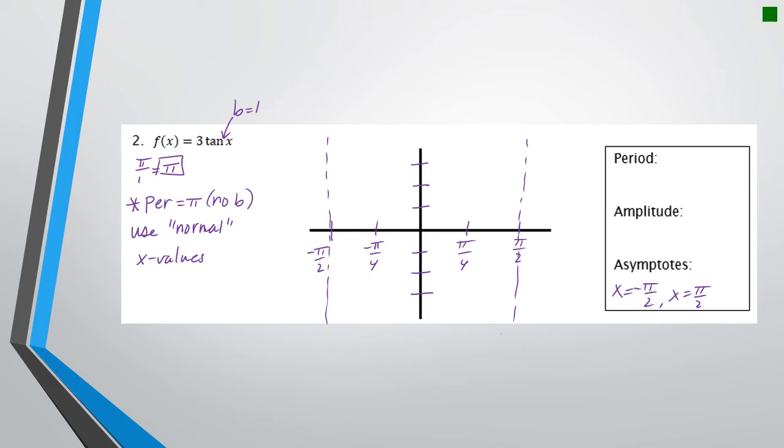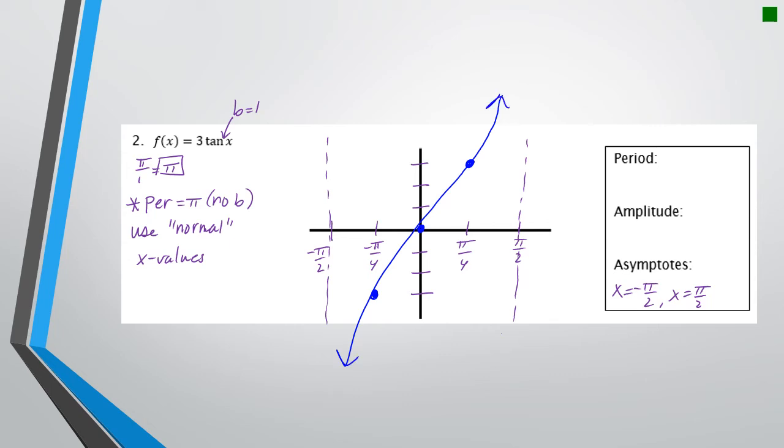So let's plot our points here. So we're going to go positive, positive. So that means right to pi over 4 and then up to 3. 0, 0. And then left to negative pi over 4 and down to negative 3. So my first point is positive, positive, 0, 0, negative, negative. And now I can connect the dots to complete my graph.